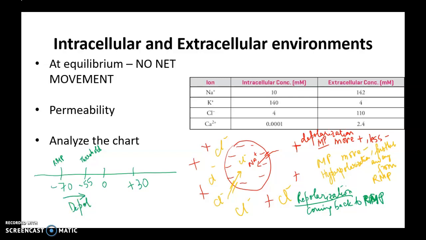And based on the chart, we have entry of sodium, entry of calcium, and entry of potassium, which all are positively charged, will help in depolarization of the cell. Now, another thing, will depolarization move to 0 and then stop? No, it can move further. It can move all the way to positive 30 in this example. Okay, so it can depolarize and depolarize and depolarize to positive values.